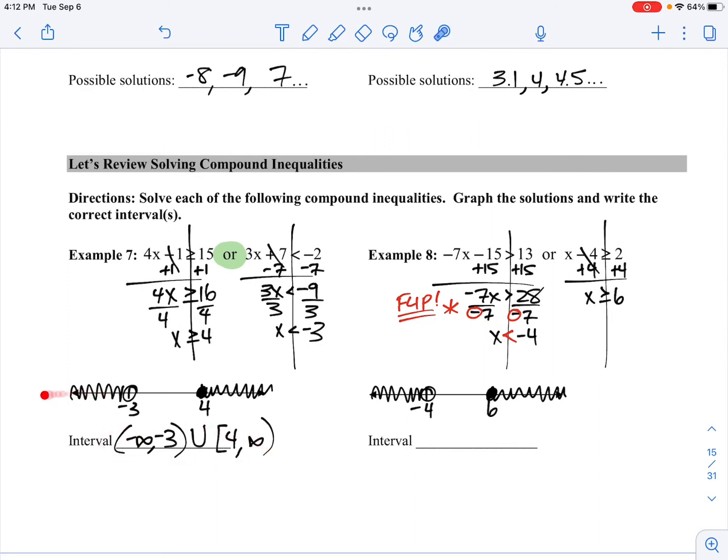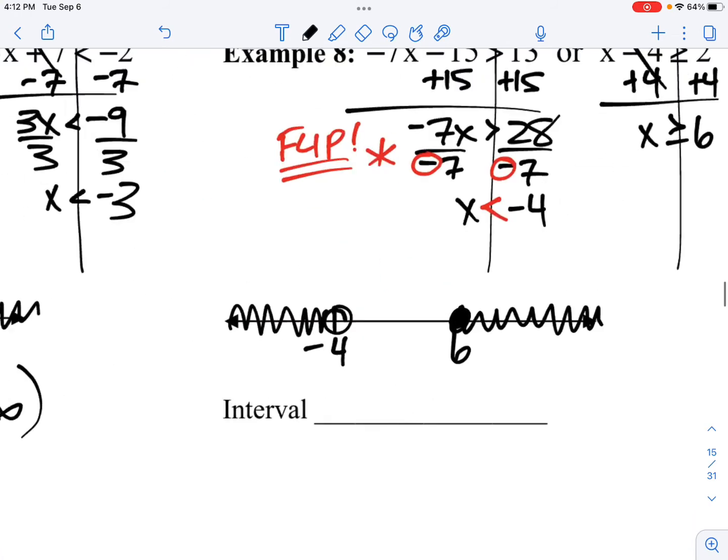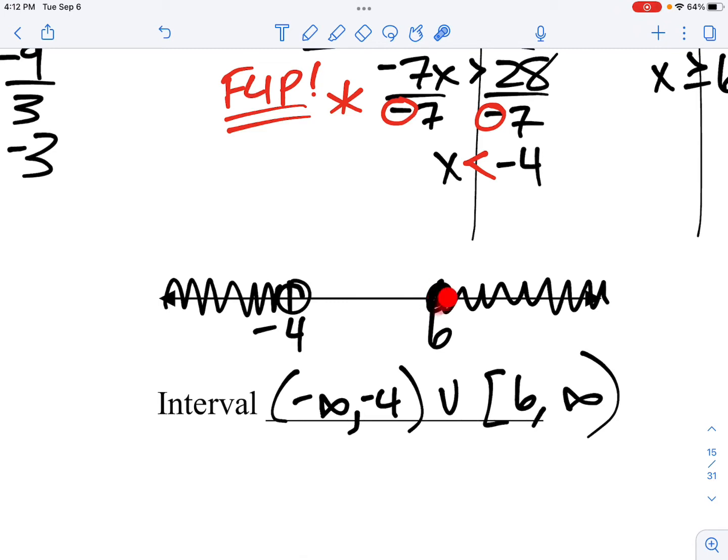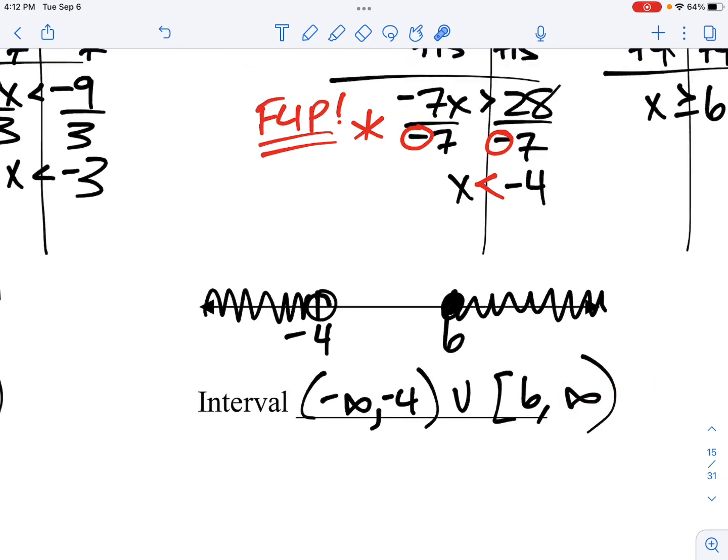I have a section that goes to the left forever, so that means I'm going to start at -infinity. And remember, infinity always gets a parentheses. And you can just double check my work here. This is a closed circle, so I put a bracket. Remember, there's a little gap here after the -4 with a parentheses. That means put your little u. And the 6 is where it starts again and goes to infinity.